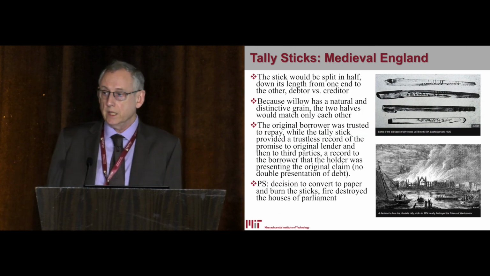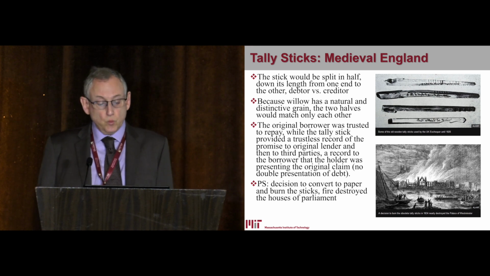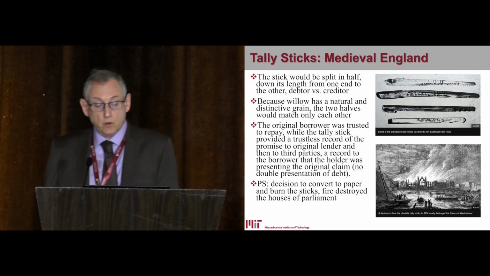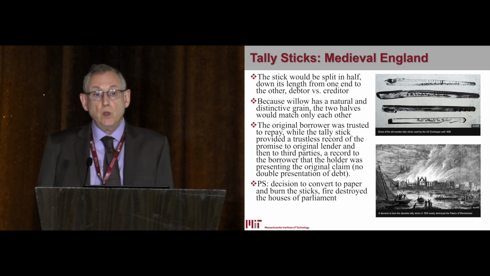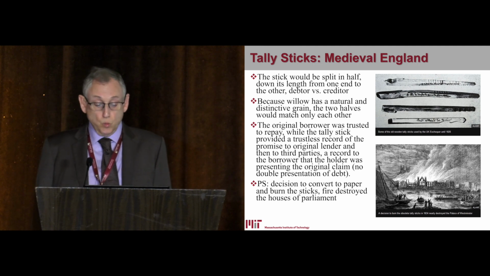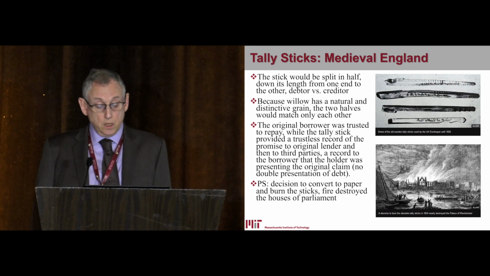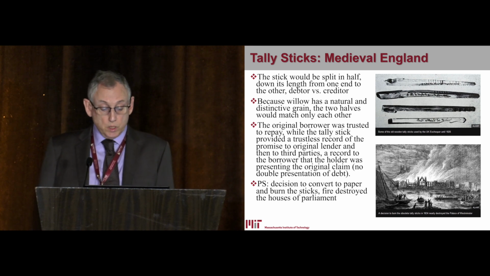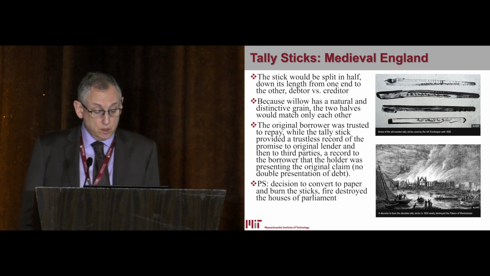Here's another example, the tally sticks of medieval England. Another example of cryptography. Willow sticks were split in half from one end to the other. The debtor held one and the creditor-lender held the other. Willow, it turns out, has a natural distinctive grain, and the two halves would only match each other, a bit like fingerprints. So the original borrower, who was trusted to repay the loan, could trust that when a third party, not necessarily the original investor, comes with half the tally stick for presentation, it was a real record of the original debt, as opposed to someone presenting a false claim, like double presentation of debt.